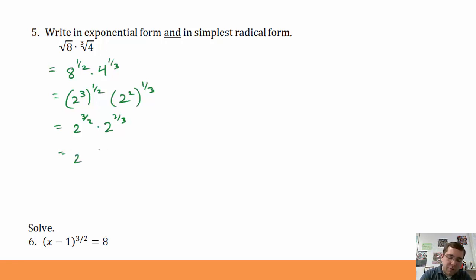So that is 3 halves is really 9 over 6, and 2/3 is really 4 over 6. So now I've got a common denominator, and 9 over 6 plus 4 over 6 is 13 over 6. Two to the 13 over 6 is my answer in exponential form.